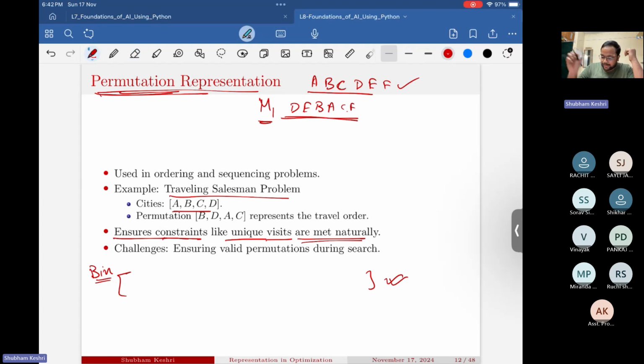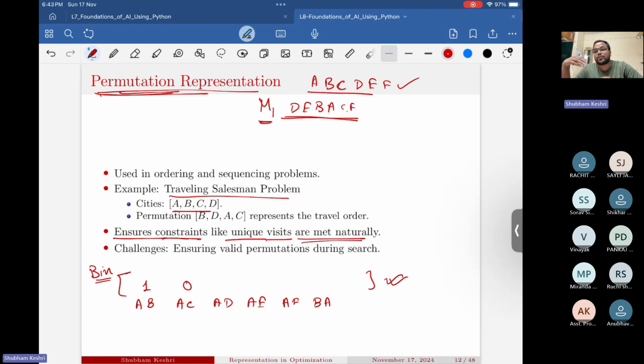It means nothing. So what you can do is, instead of using the nodes or the cities, you can use the edges. So you can say AB is one edge, AC is one edge, AD is one edge, AE is one edge, AF is one edge, BA is one edge, and so on and so forth. And for each of the edges, you can have either 1 or 0, right? In this way, this can also be a representation of the traveling salesman problem, but it has a serious limitation.